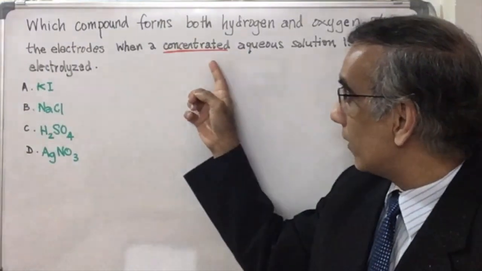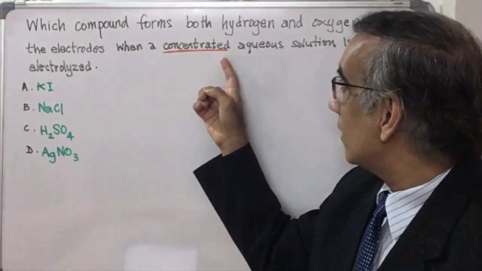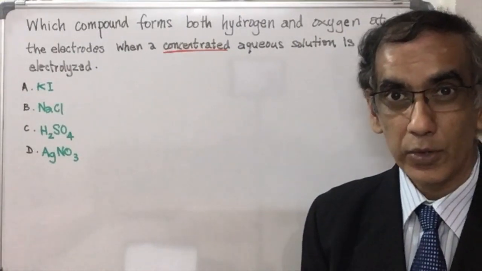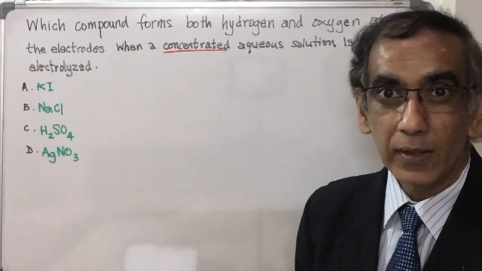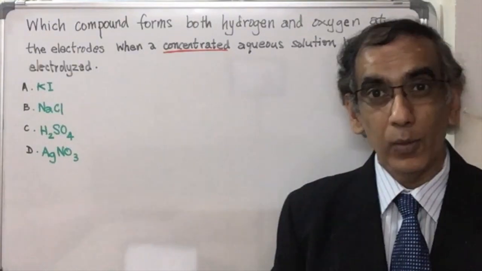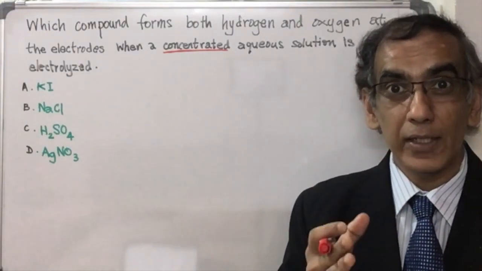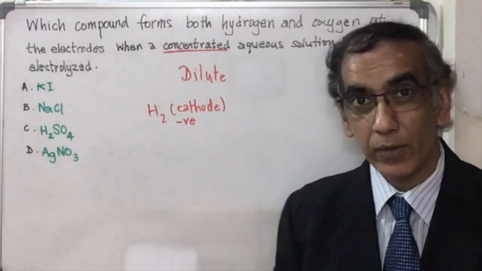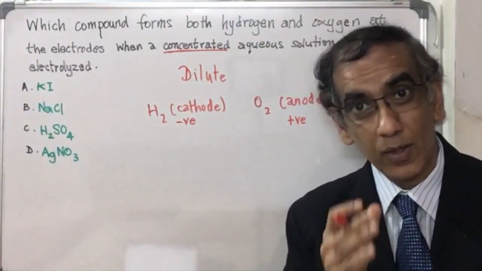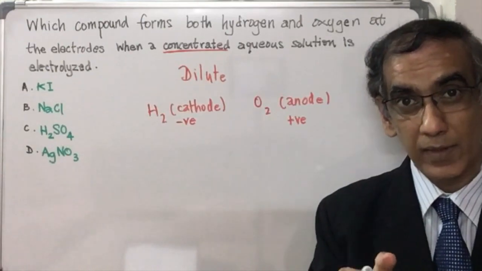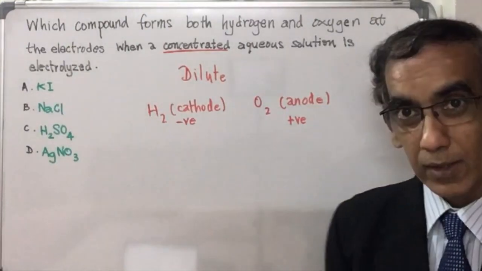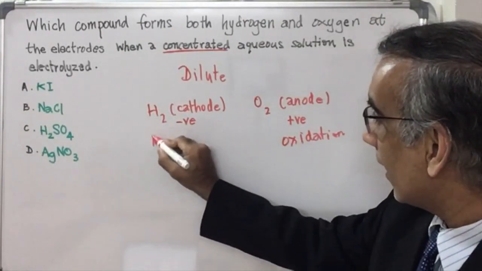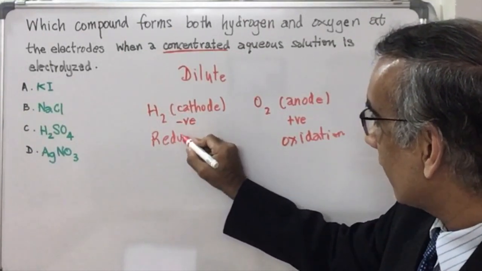The first key word that you must pay attention to here is concentrated. A concentrated aqueous solution. Because when you have a dilute solution of any one of these, what it amounts to basically is the electrolysis of water. You get hydrogen at the negative electrode or the cathode, and you get oxygen at the positive electrode or the anode. But always you have oxidation at the anode and reduction at the cathode.